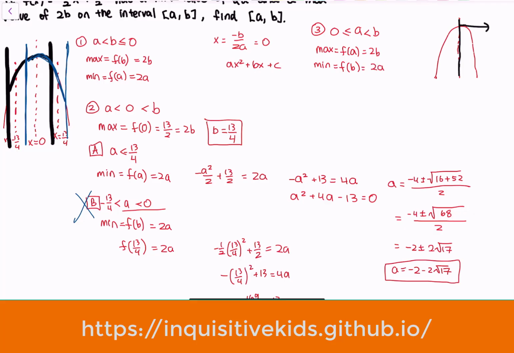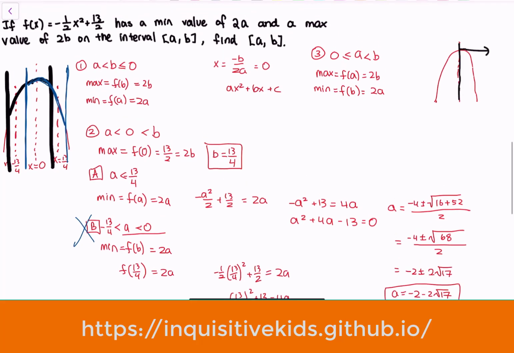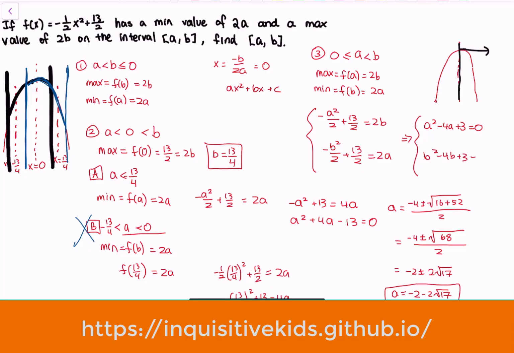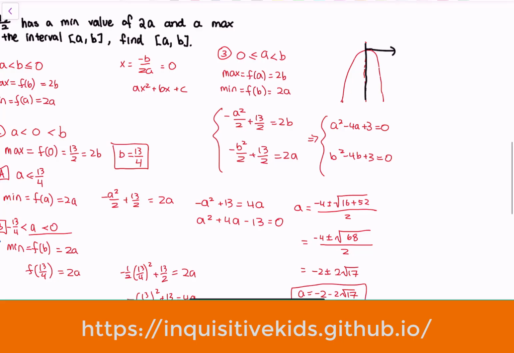So now let's substitute a into our function. And we can also substitute b into our function as well. Now we can further simplify to solve this system of equations. We are left with a squared minus 4a plus 3 is equal to 0, and b squared minus 4b plus 3 is equal to 0. As you can see, these two equations look very similar. They are actually symmetrical. For this quadratic, there are two roots.